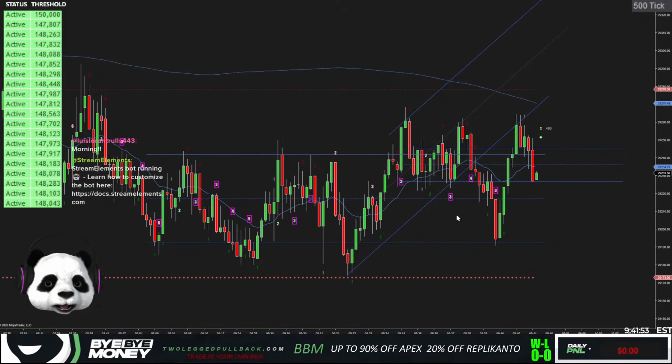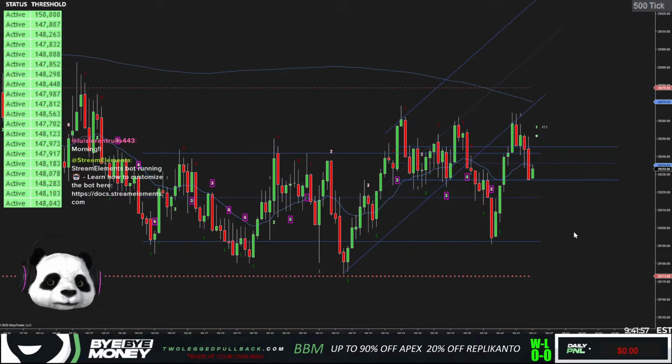Look at that. Incredible. Just straight up, straight down. And it's a scalp. People are scalping this. Golly, this is tough. So I'm just sitting on my hands.